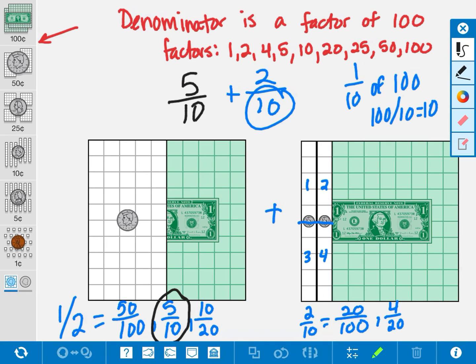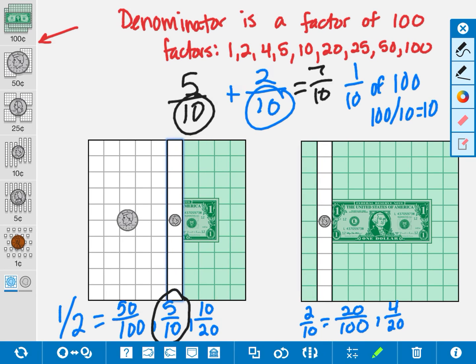And now I can easily add my fractions because now I have the same denominator of 10. So I could do 5/10 plus 2/10 and I would get 7/10. Another way I could do this is I can move my pieces. I can move my 2/10 over and add them together. Now I can see that I have 7 rows out of 10.